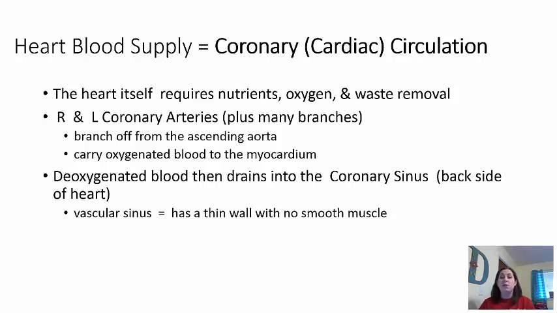Deoxygenated blood then needs to be removed. We need to get that waste product of carbon dioxide away, so it's going to drain into the coronary sinus, which is towards the back of the heart, and this is also known as a vascular sinus. They have very thin walls with no smooth muscle, and it's going to ultimately drain into the right atria of the heart.